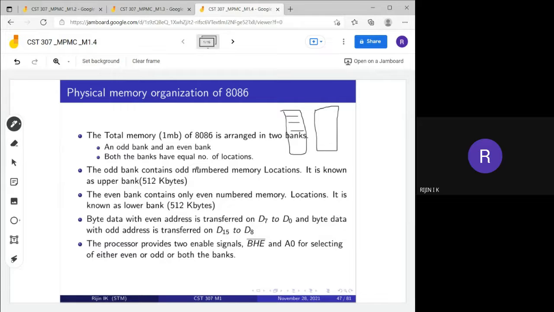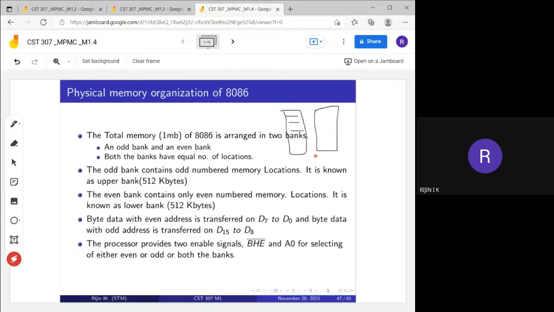We will call these the odd bank and the even bank. Okay, so the entire 1 MB memory in 8086 we will divide into two sections, one called the odd bank and the next one the even bank. Both banks have an equal number of locations. That means 1 MB divided by 2 is 512 kilobytes, so each bank has 512 kilobytes of memory.